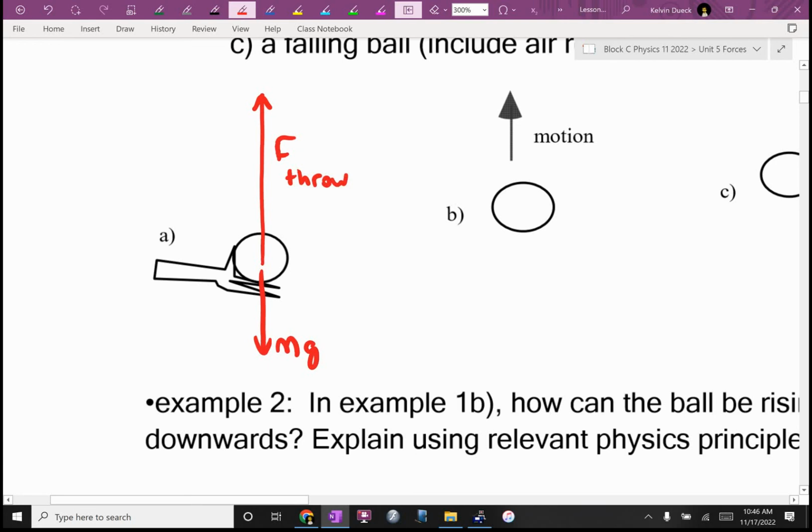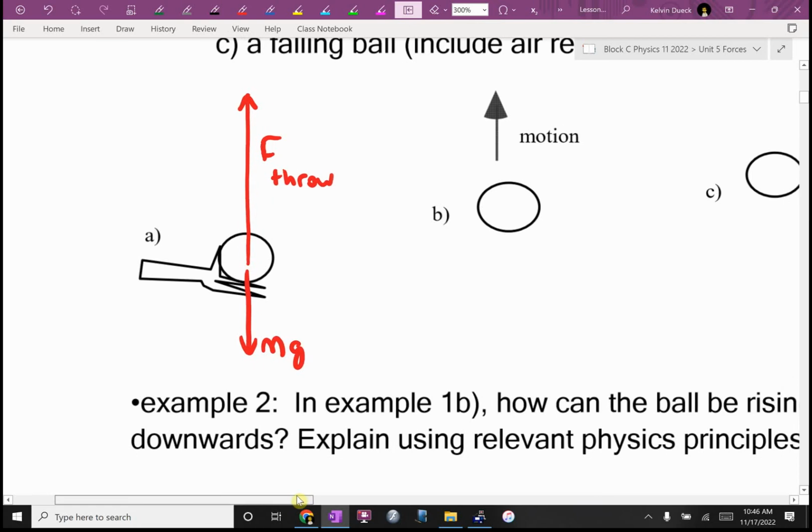Here's what I do know. F throw has to be bigger than mg. What if F throw isn't bigger than mg? Look up. Watch. Did the ball leave my hand? For the ball to leave my hand, F throw has to be bigger than mg because it's going to then continue going on its own momentum. Did it say in part A include air resistance? Then we won't. Because you could make an argument that while my hand is moving up, there is some air resistance on it, but it didn't say to include it, so we won't.